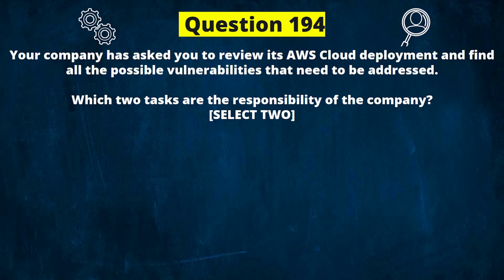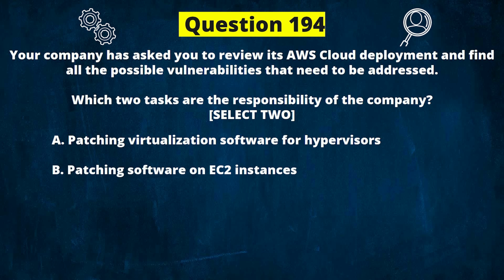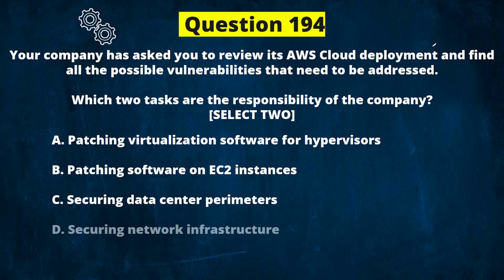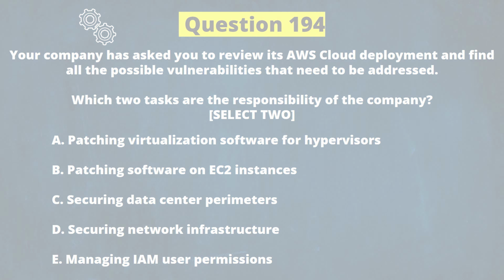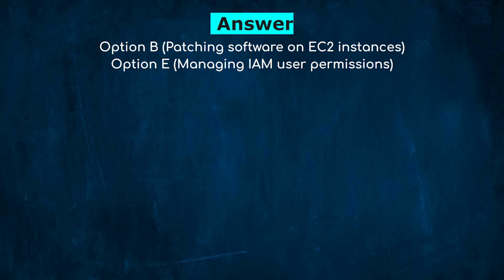Next question. Your company has asked you to review its AWS cloud deployment and find all the possible vulnerabilities that need to be addressed. Which two tasks are the responsibility of the company? Select two options. And the options are A. Patching virtualization software for hypervisors. B. Patching software on EC2 instances. C. Securing data center perimeters. D. Securing network infrastructure. E. Managing IAM user permissions. And the correct answer is option B. Patching software on EC2 instances. And E. Managing IAM user permissions.